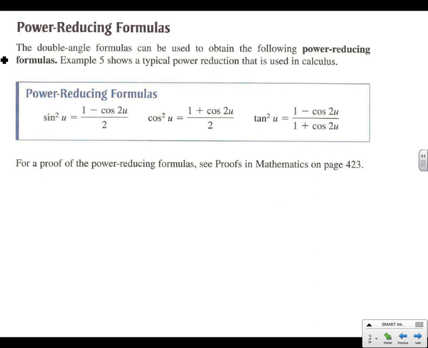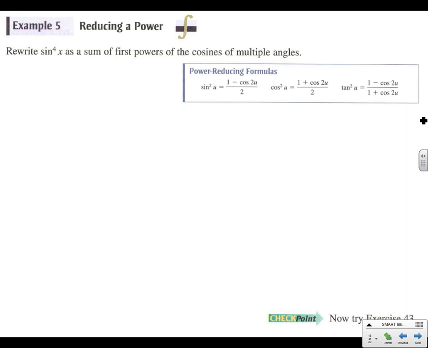All right, so we're moving on to the third section here, power reducing. We can take a squared and break it down to a non-squared with these 3 formulas. So take a second, get those in your notes, and then let's try example 5.